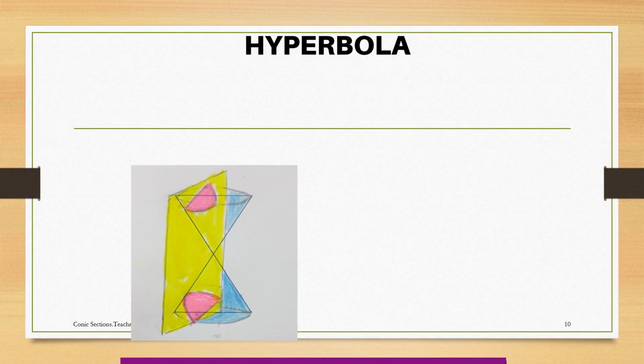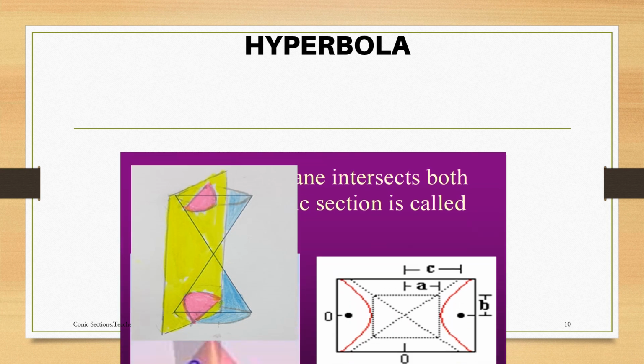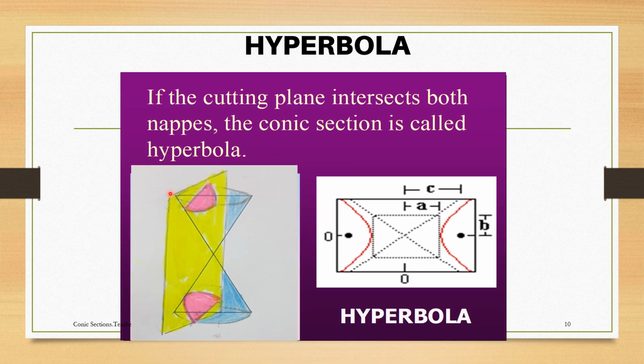Let's move on to the last conic section, which is the hyperbola. You can see in the figure that the cutting plane intersects both naps. If the cutting plane intersects both naps, the conic section is called hyperbola.